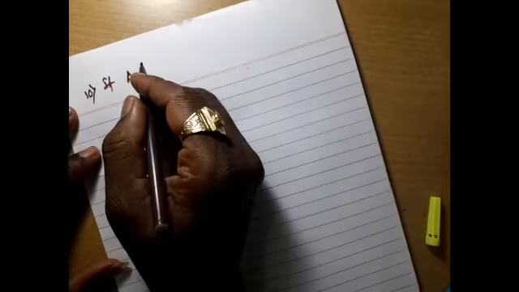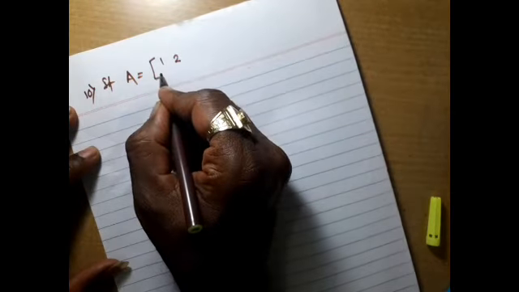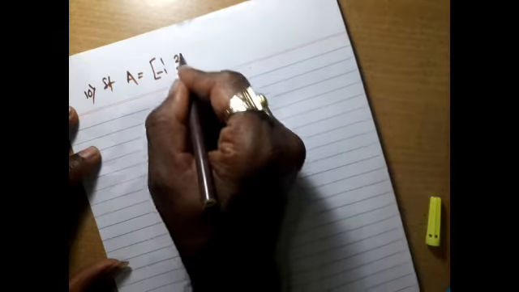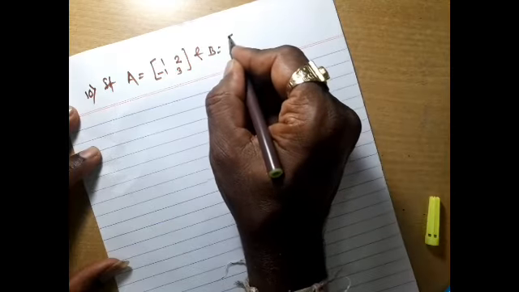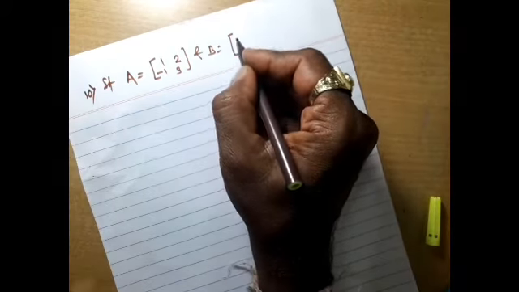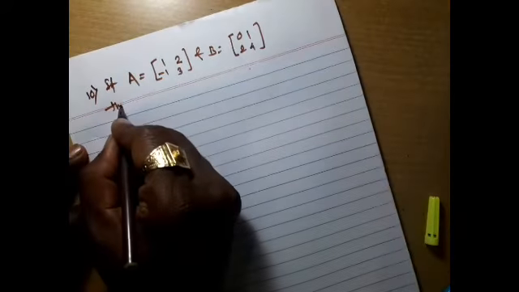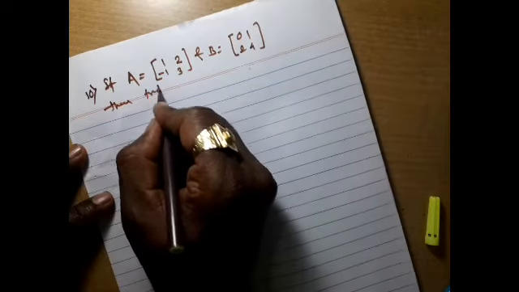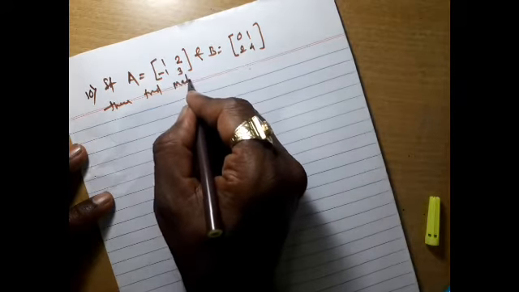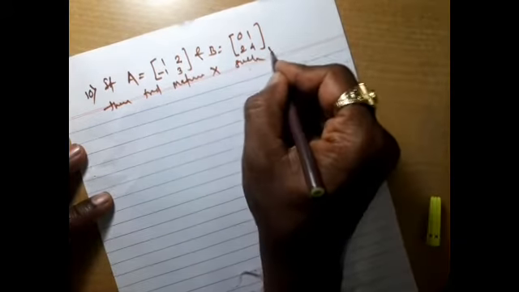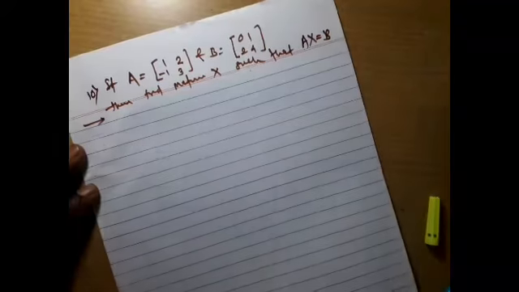Next example, if A is equal to [1, 2; minus 1, 3] and B is equal to [0, 1; 2, 4], then find matrix X such that AX is equal to B.